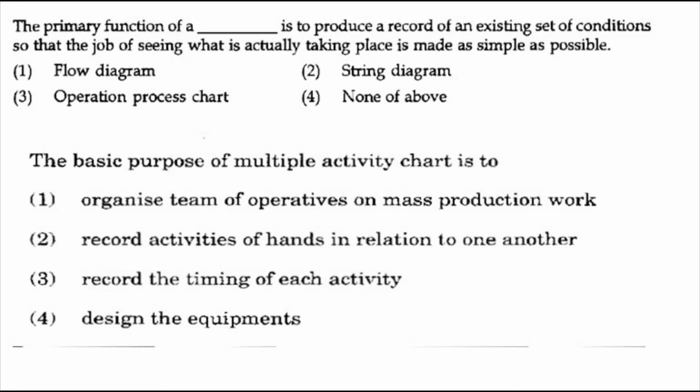The first question is, the primary function of which of these options is to produce a record of an existing set of conditions, so that the job of seeing what is actually taking place is made as simple as possible. So a very simple question is: which of these diagrams or charts is used to produce a record of an existing set of conditions, so that the job of observing what is actually happening is carried out.